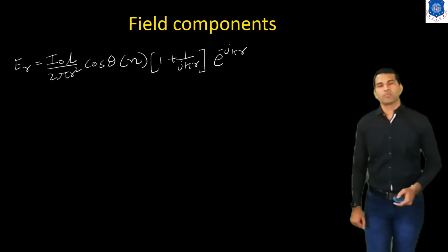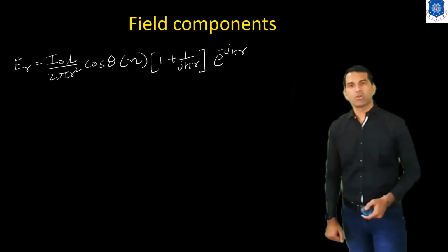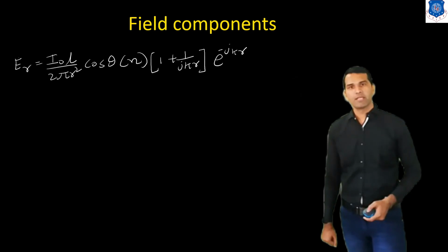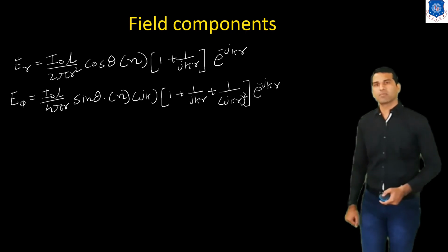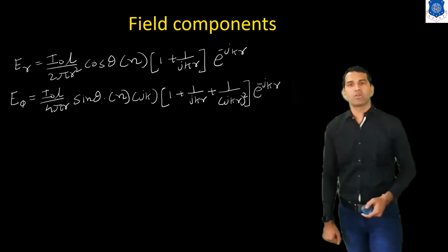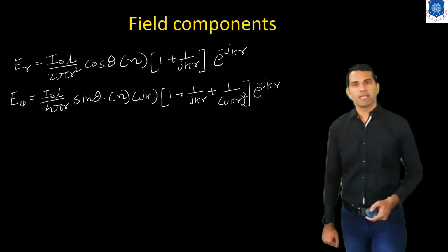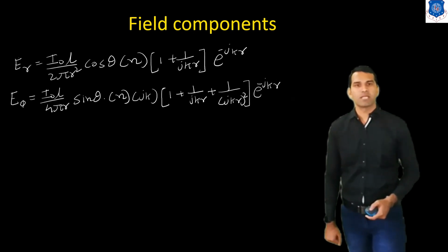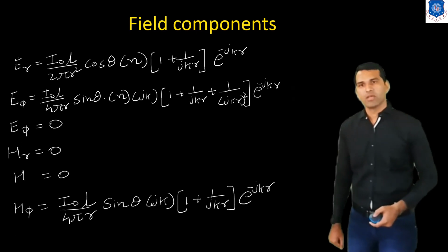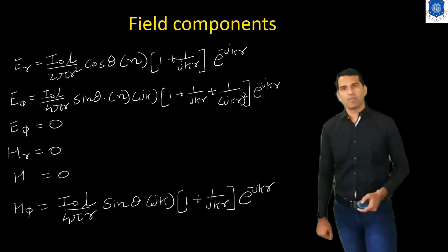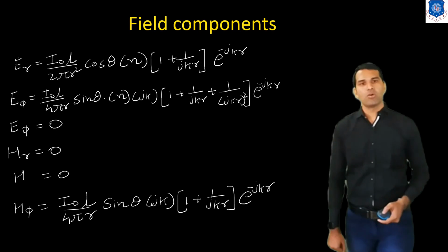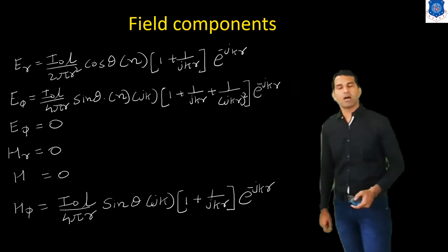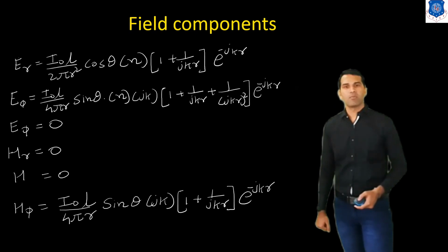So the field components are: E_r equals I0 L upon 2 pi r square, cos theta, eta, (1 plus 1 upon jkr) e raised to minus jkr. E_theta is I0 L upon 4 pi r sin theta, eta, jk, (1 plus 1 upon jkr plus 1 upon jkr square) e raised to minus jkr, and E_phi is equal to 0. Same for the magnetic field components: H_r is equal to 0, H_theta is equal to 0, and H_phi is equal to I0 L upon 4 pi r sin theta, jk, (1 plus 1 upon jkr) e raised to minus jkr.